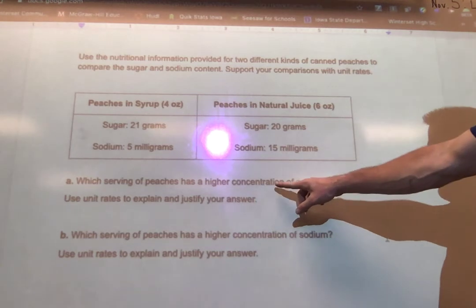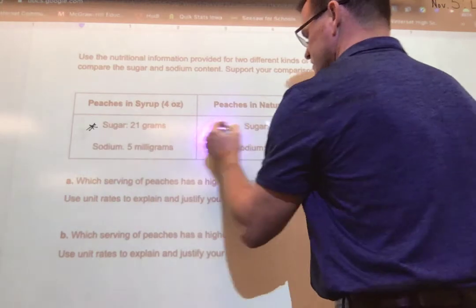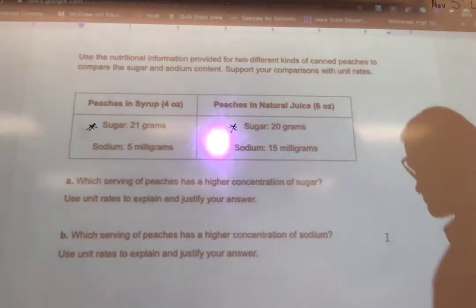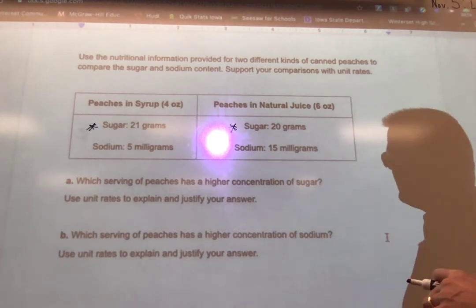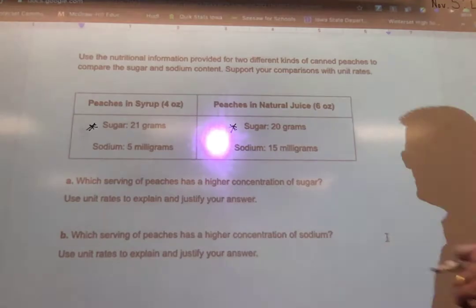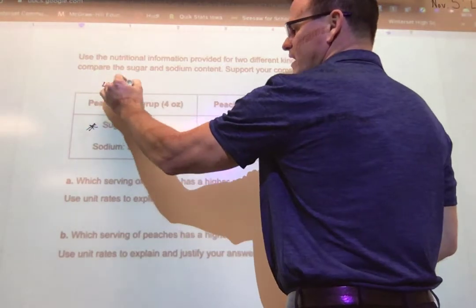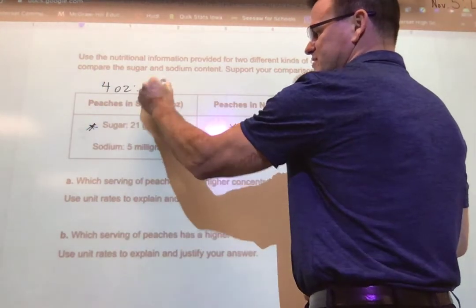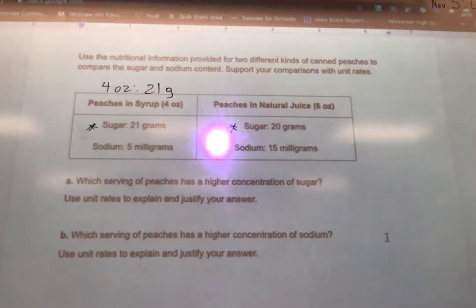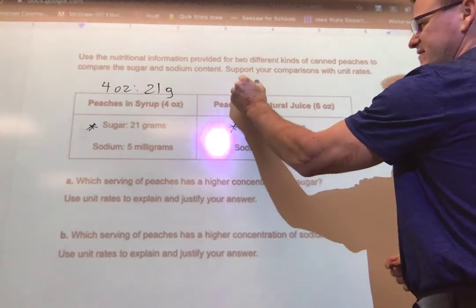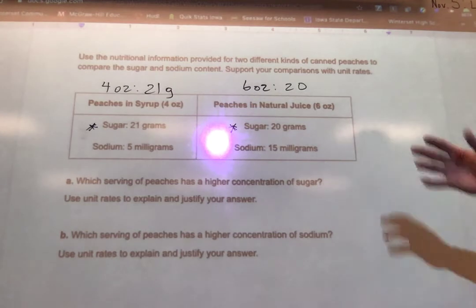We want to know which serving of peaches has a higher concentration of sugar. So I'm dealing with the sugar here, not even looking at the sodium yet. Use the unit rate to explain. I'm going to write up here what I know: there's 4 ounces to every 21 grams of sugar. There's my ratio. Every 4 ounces has 21 grams. And over here I have every 6 ounces has 20 grams. So again, they're different sizes.